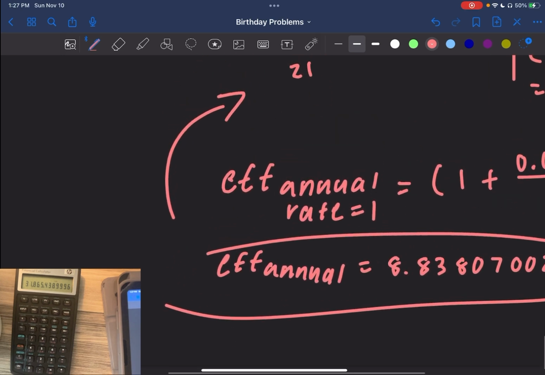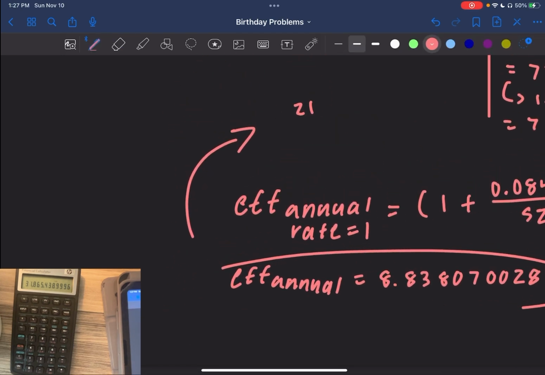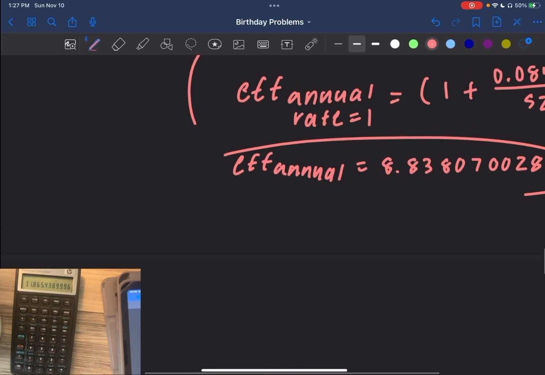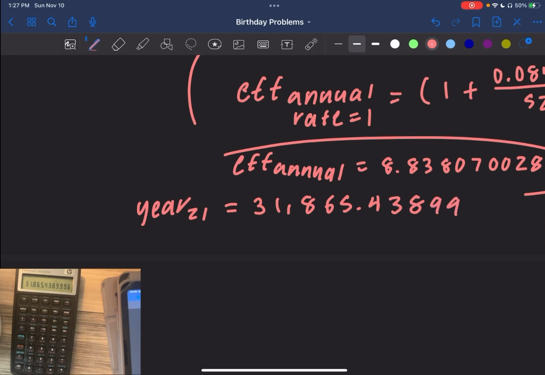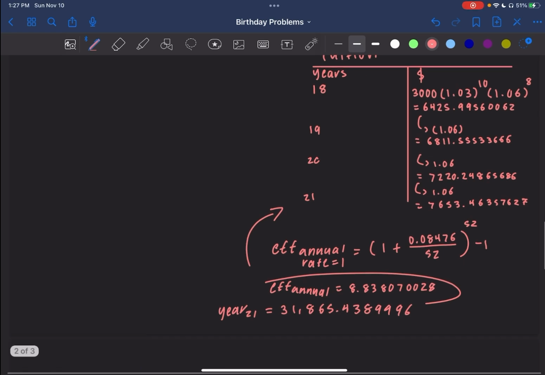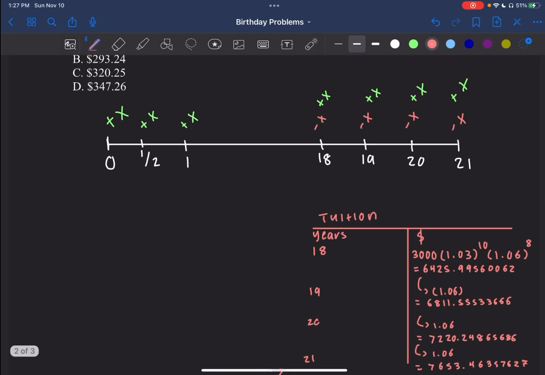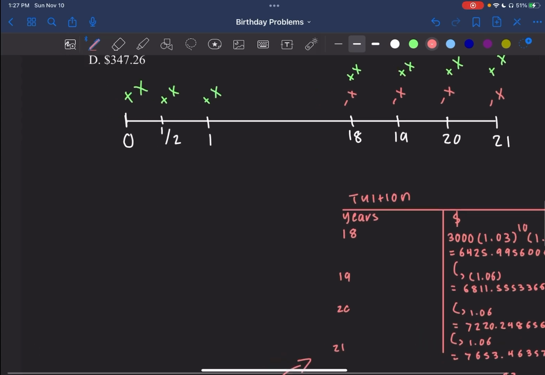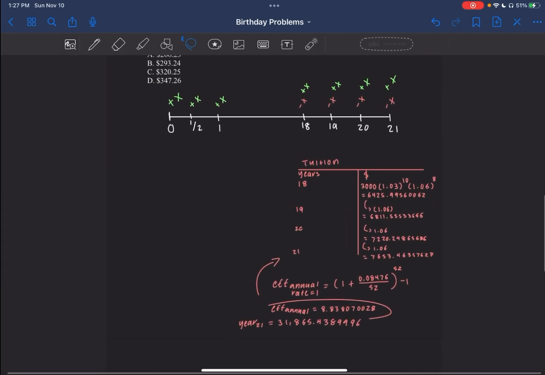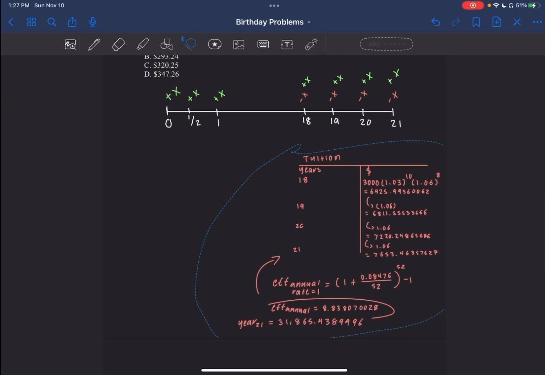So I'm going to write that. Let me erase this. I'm going to write that down here at the bottom. So at year 21, it's going to equal 31,865.4389996. Alrighty, so that was the bulk of the work for this question. And now we can figure out how much these green deposits need to be. So let's go ahead. I'm going to make this just a tad bit smaller, just so we have some more room to work.